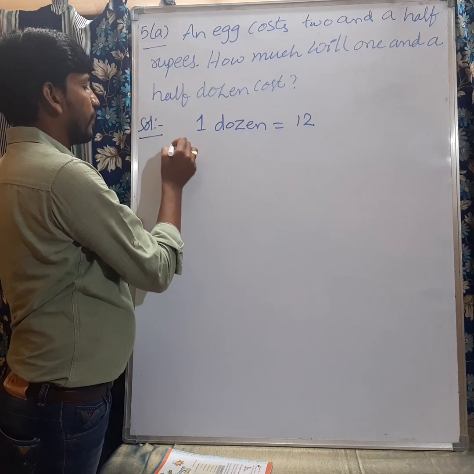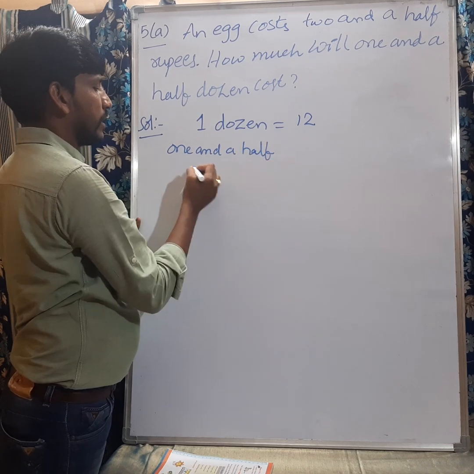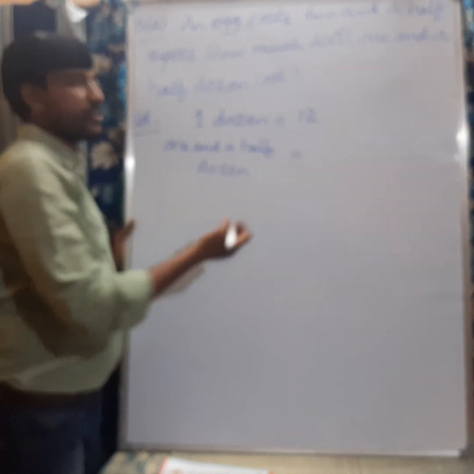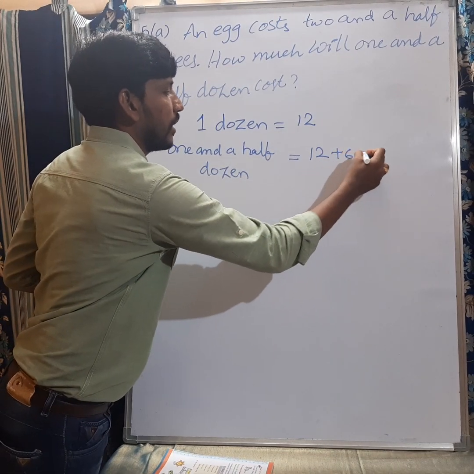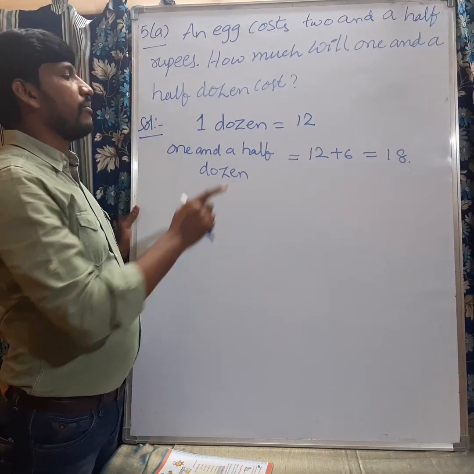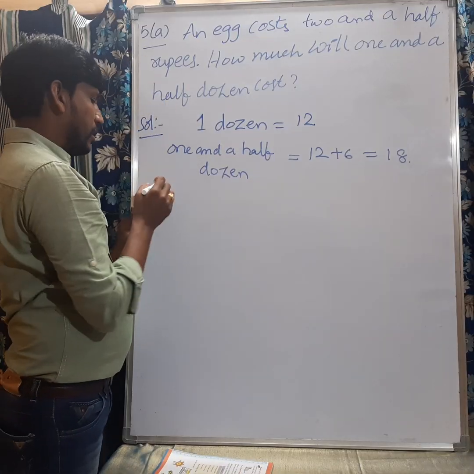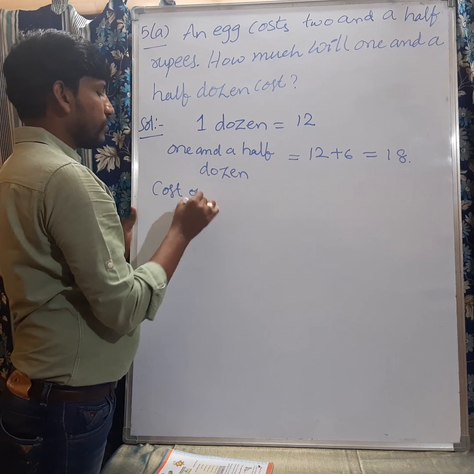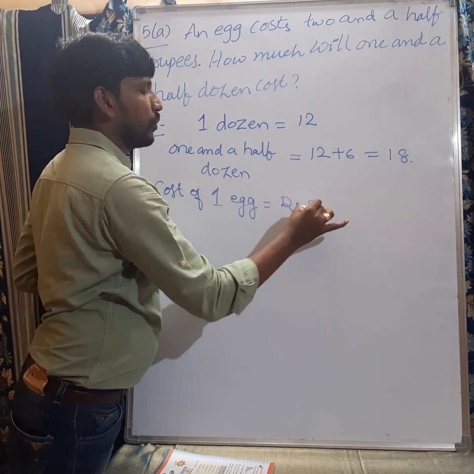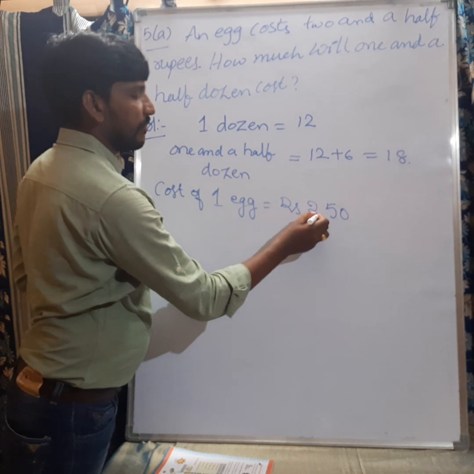Now 1.5 dozen. That is nothing but how much? See, 1 dozen is equal to 12. Half dozen is equal to 6. So 12 plus 6 is equal to 18. Total how many eggs is Kannan going to buy? Kannan is going to buy a total of 18 eggs. Okay, and they have given the cost of one egg is equal to rupees 2.50. Okay, 2 rupees 50 paisa.